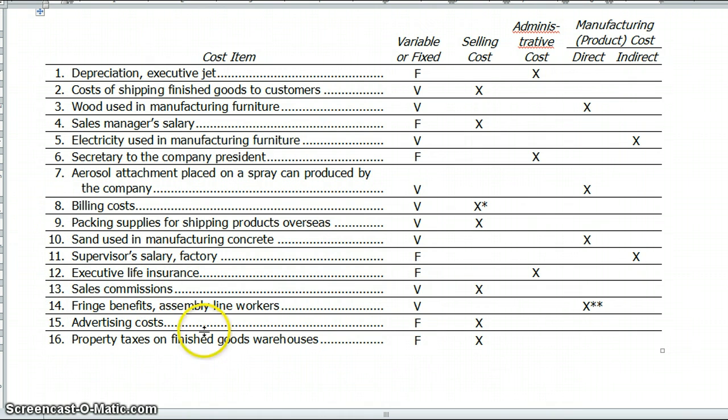Number 13, sales commissions would be a variable cost. The more products sold, the more sales commissions that need to be paid to salespeople. This would be a selling cost.